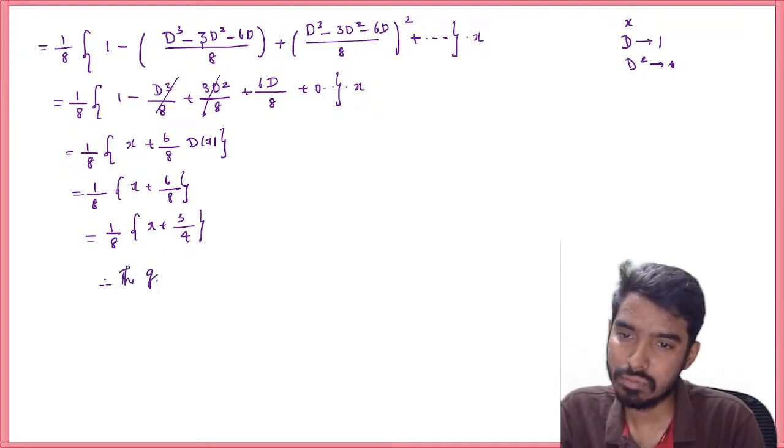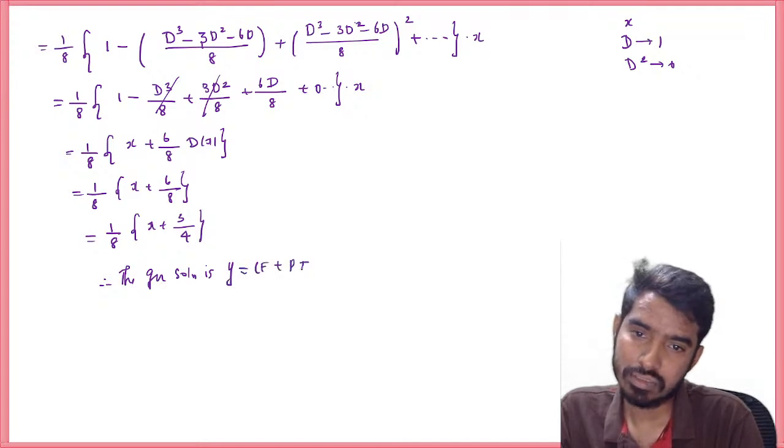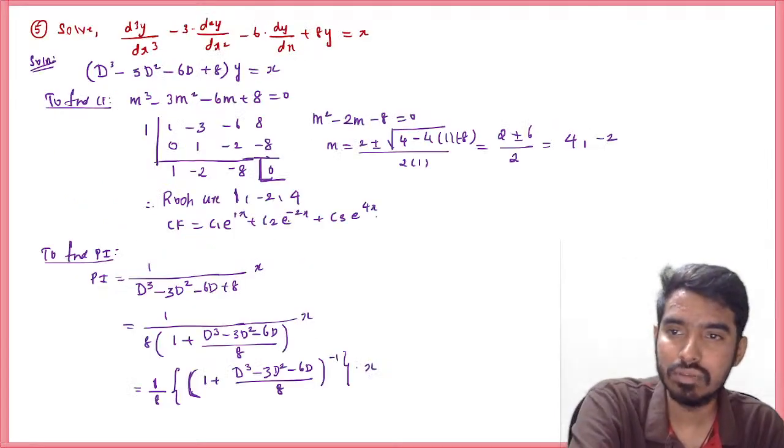So therefore, the general solution is y is equal to CF plus PI, right? So just add both of them.